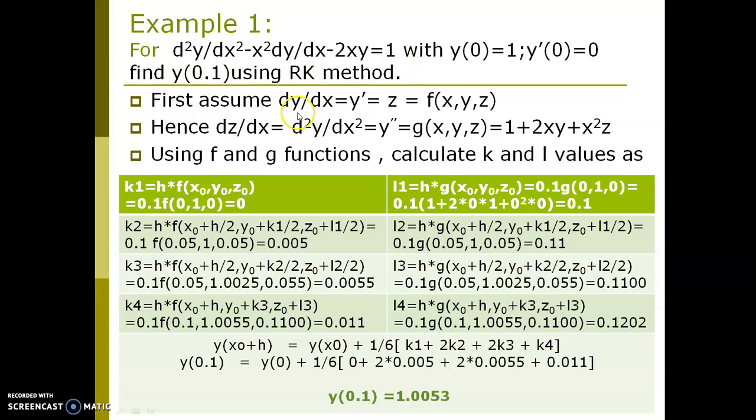So first we have to assume dy by dx equal to z, which becomes our first function. The second function will be a rearrangement of this given equation, where d square y by dx square now becomes dz by dx.